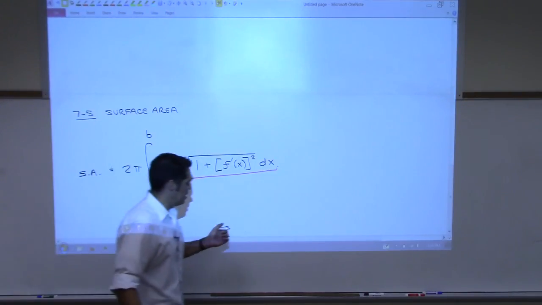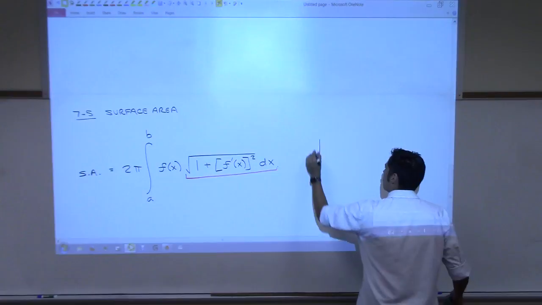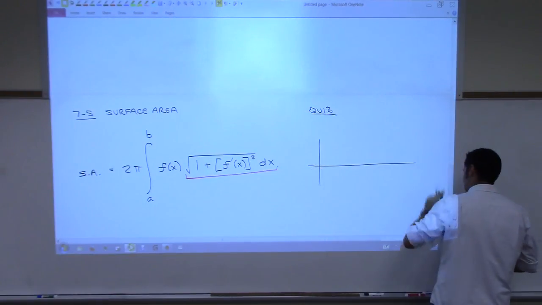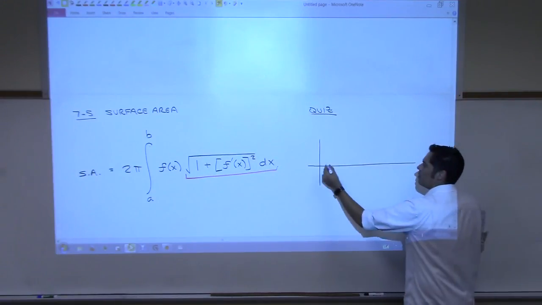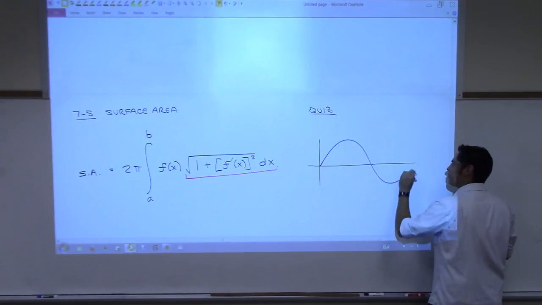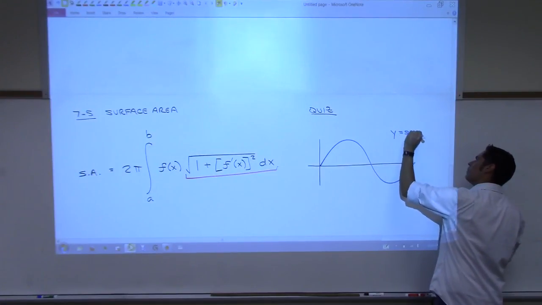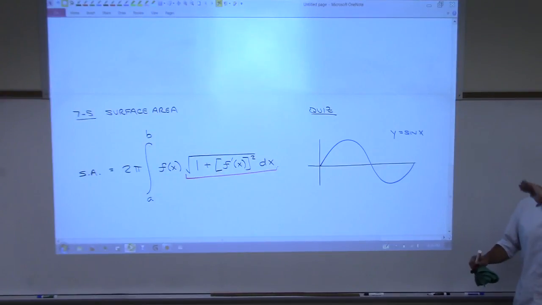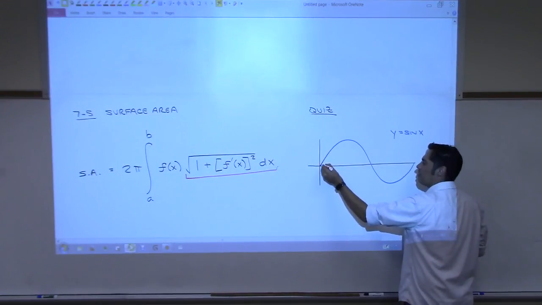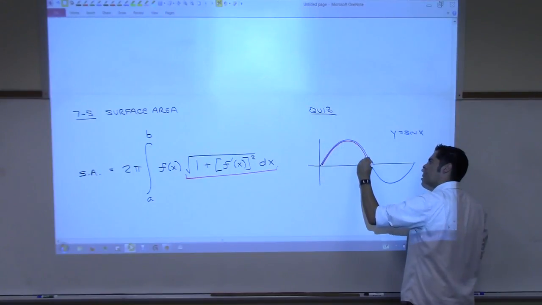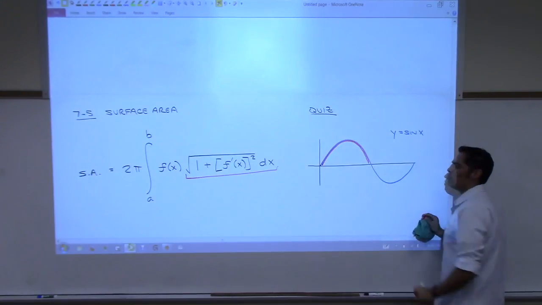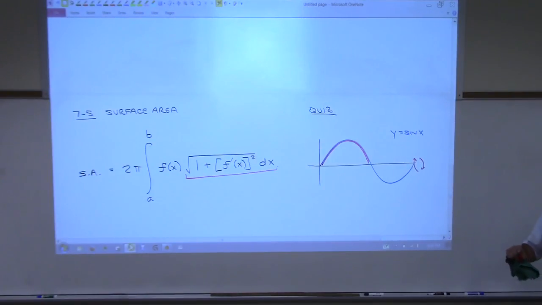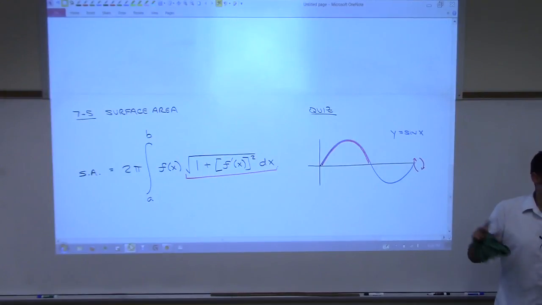What I am interested in is this. So this is your quiz. Take home, do next time. If you were to take the sine curve and just look at that first arc of the sine curve, just this first arc right here, and rotate that arc around the x-axis, you would get some weird, almost football-shaped thing, right?